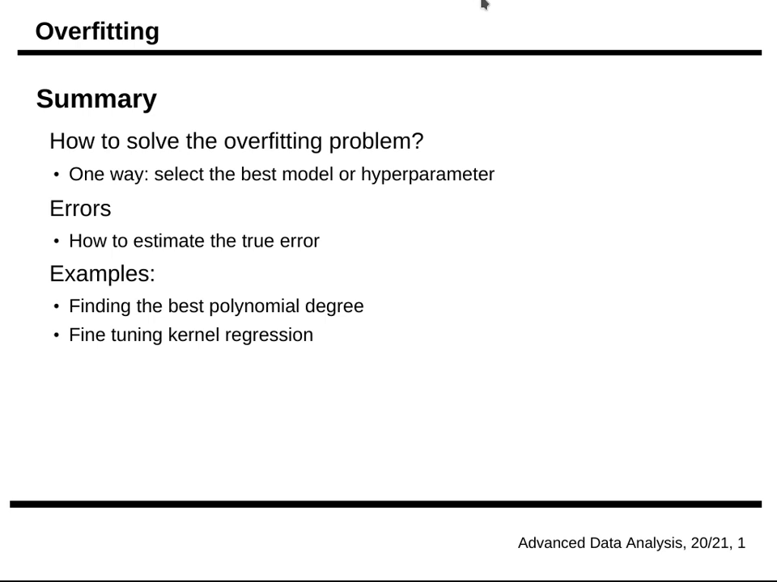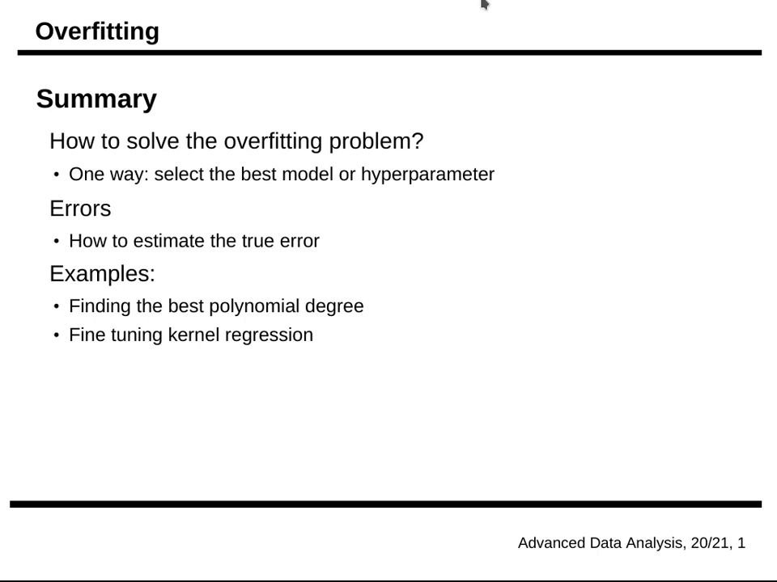One way is to select either the best model or some hyperparameter, some parameter that we can adjust in our model, to improve this ability to generalize from the training set to new examples. And in order to do this, we're going to look at some concepts about different errors that we can measure and that we can estimate, in our attempt to estimate the true error of our final hypothesis.